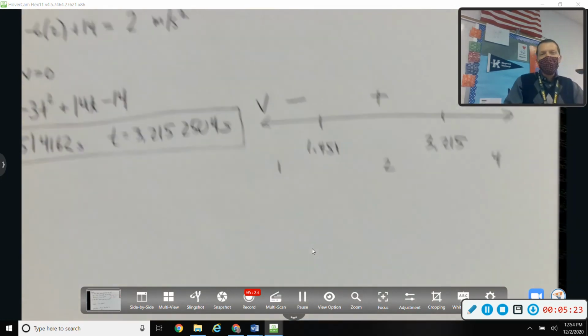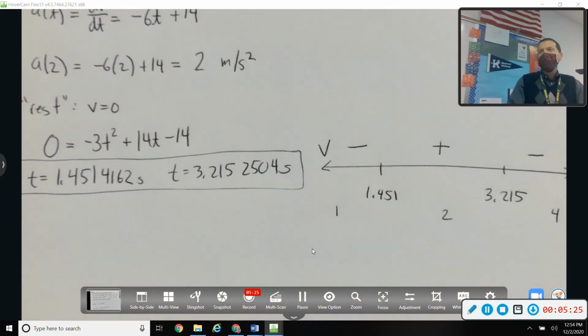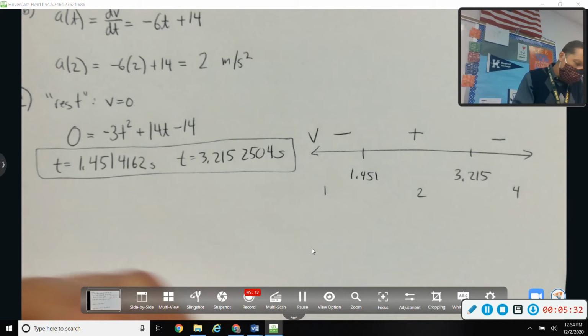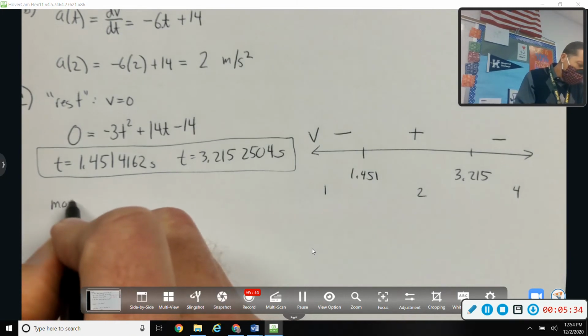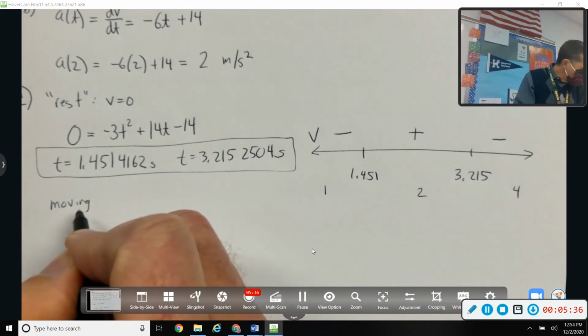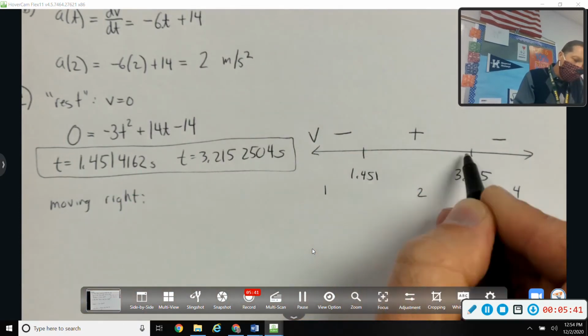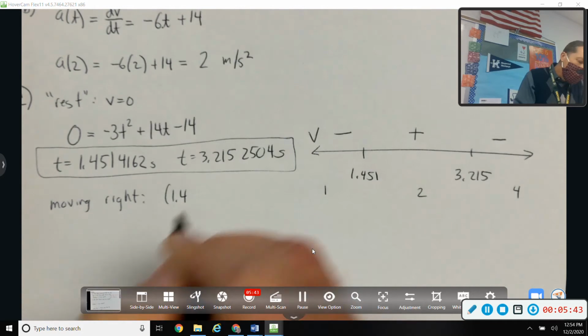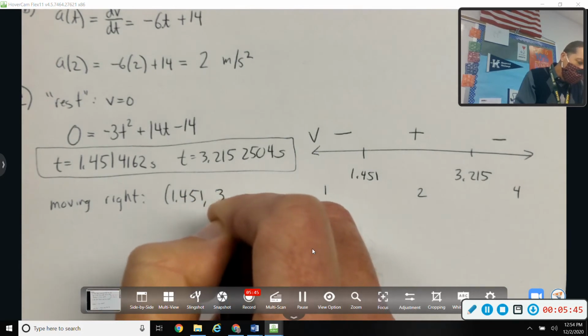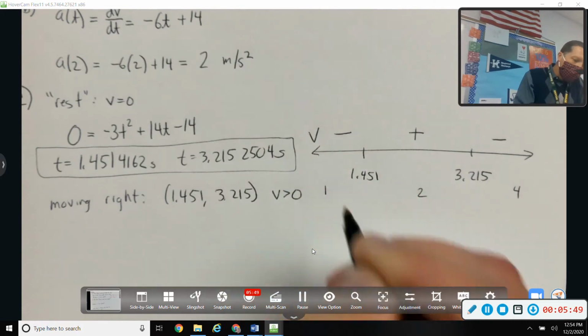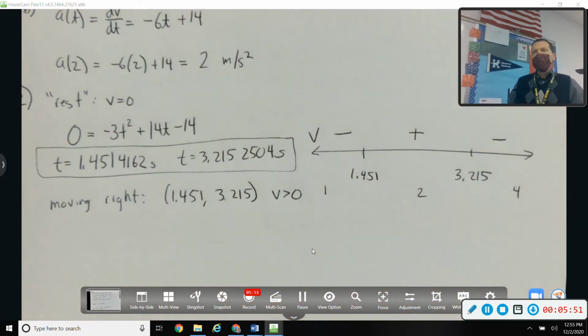And that's okay to do because if it's a calculator question, they know you can do that and they're okay with that. So it's moving left. Or do we go left and right? Yeah, left and right. Moving right when v is positive, 1.451 to 3.215. And the reason is because v is greater than 0. And that's all we need to say for a reason.